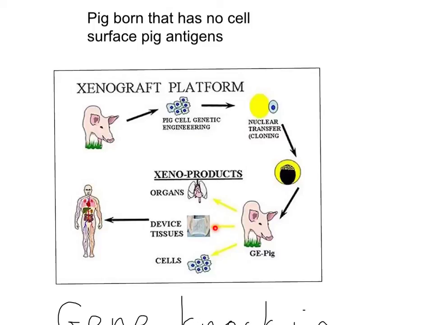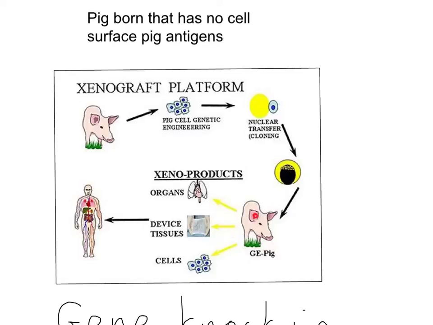Okay, so we've got our pig, we've taken some cells, and these are the cells we're going to engineer, or one of these cells we're going to engineer. So it's this cell that we insert this piece of DNA into the middle of the gene responsible for making pig antigens. Once we've transformed that cell, we take the nucleus out of that cell and insert it into an anucleated egg cell. Okay, stimulate that to divide into an embryo. We then insert the embryo into a surrogate sow, and that develops into this genetically engineered pig.